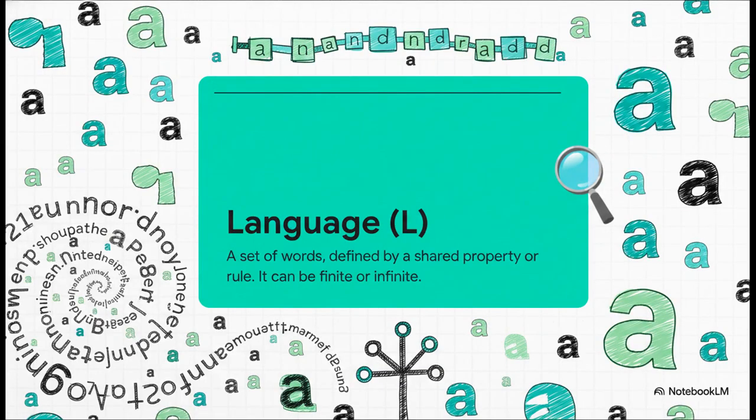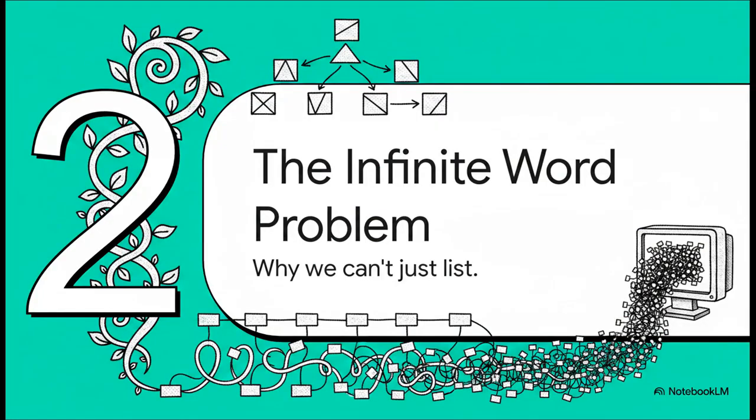And that brings us to the final piece, a language. A language is really just a specific collection of these words that all follow some shared rule. It could be a super simple, finite list of words we picked out, or, and this is where it gets interesting, it could be an infinite set, like the language of every single possible word that happens to start with the letter A.